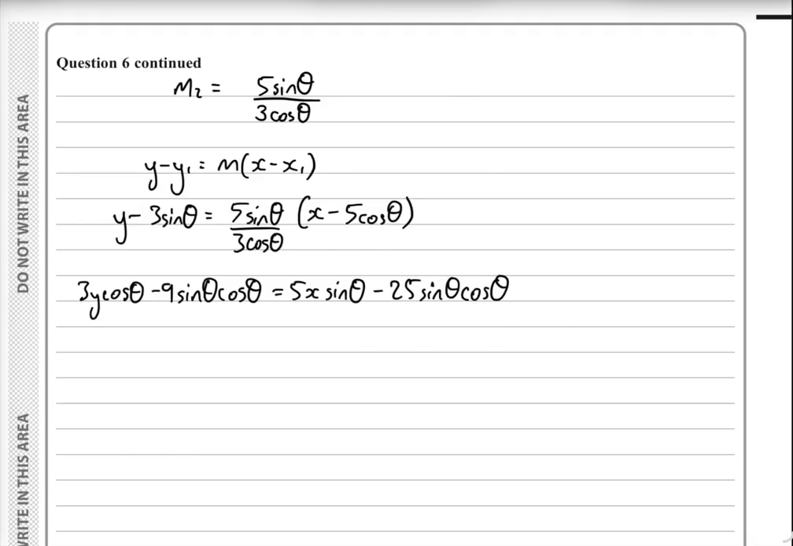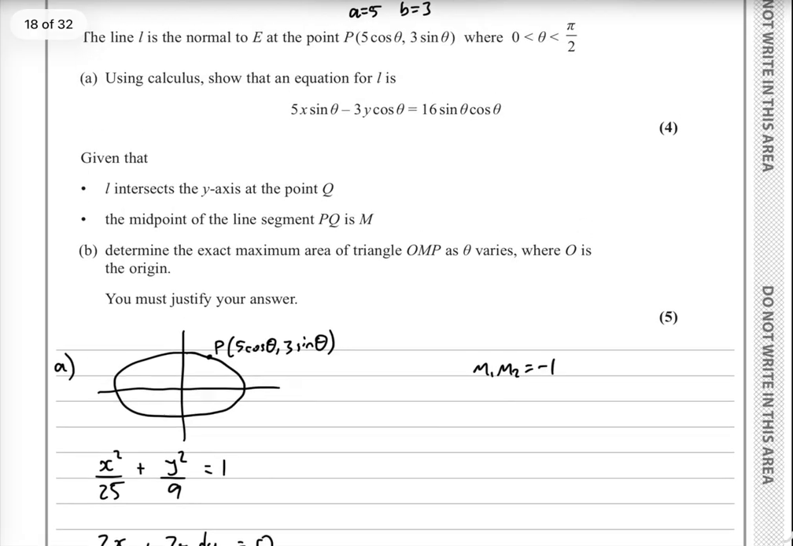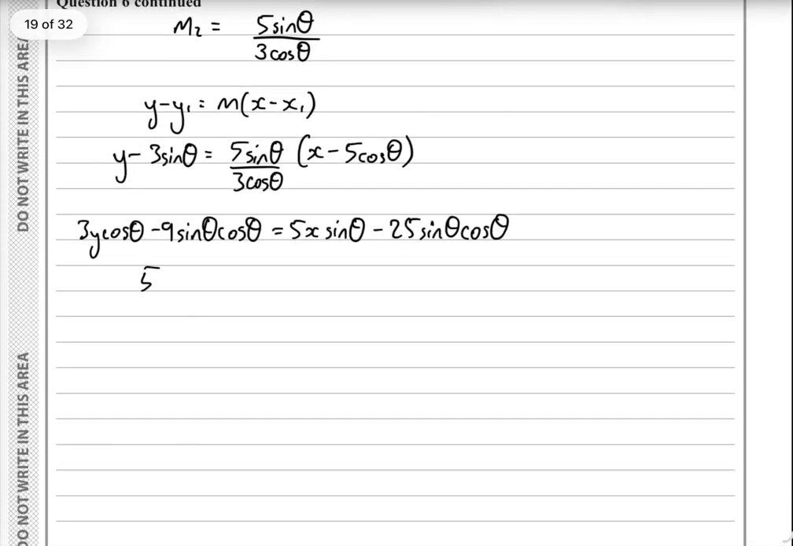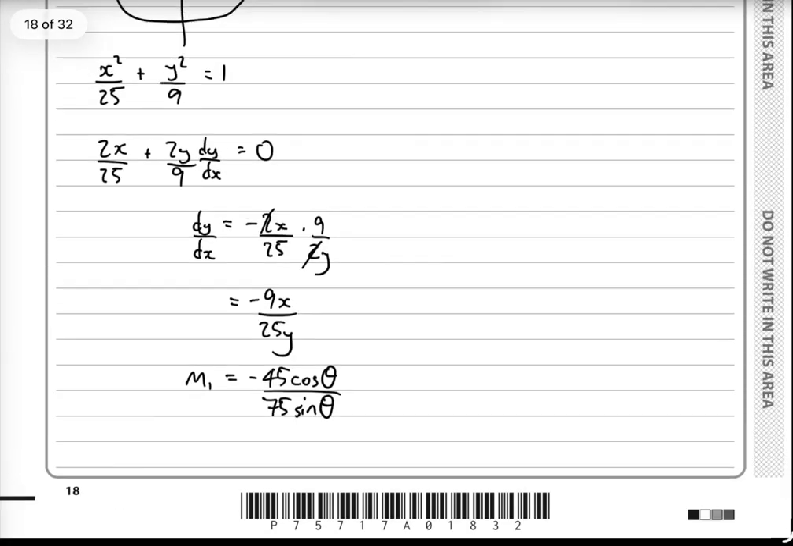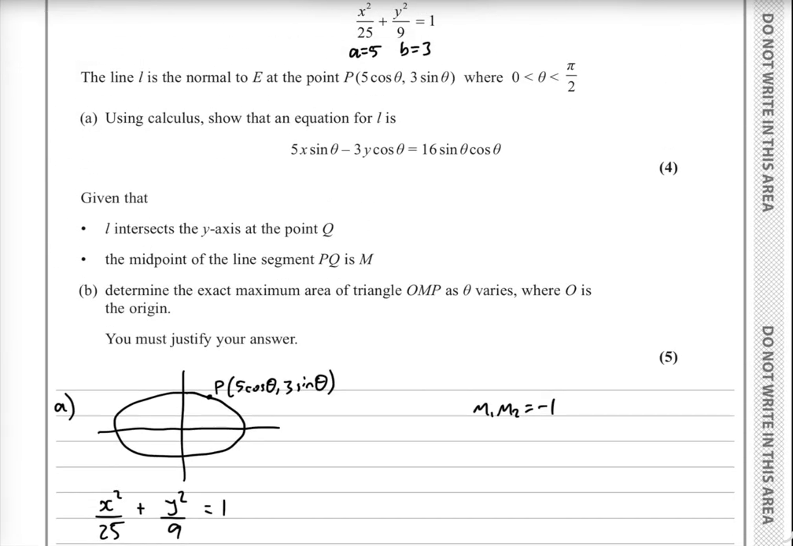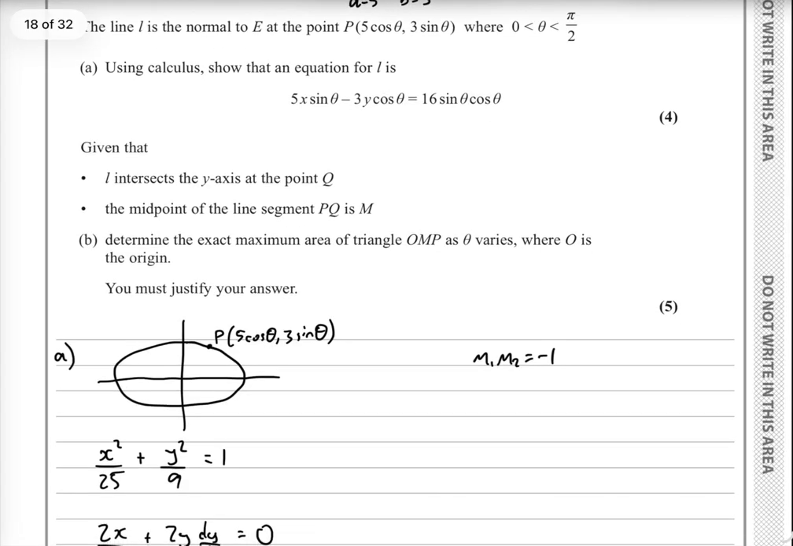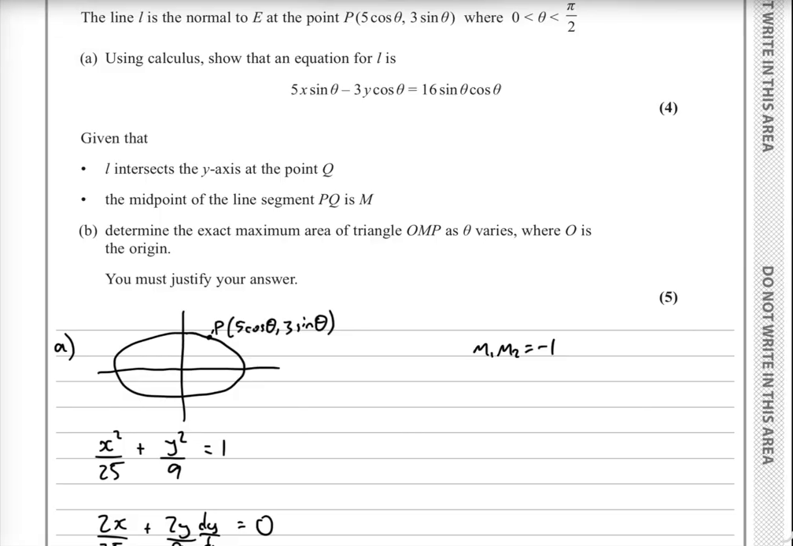And then just rearrange. Do they want the x or the y positive? The x. So 5x sine theta. Bring the y over, minus 3y cos theta. And put the others on the other side, gives me a positive 16 sine theta cos theta. That should match. Yes. Given that L intersects the y-axis at the point Q, so back to my diagram here, L is perpendicular, so it's coming through, it's the normal to the curve. Cuts the y-axis at point Q.